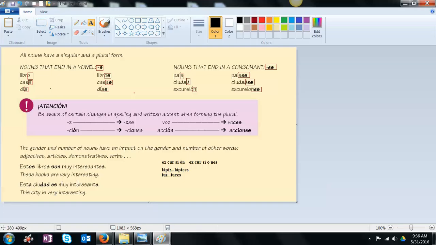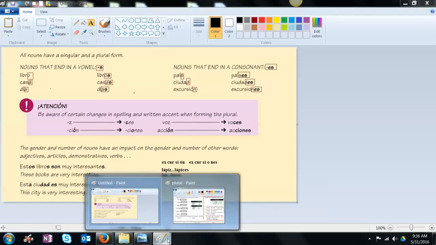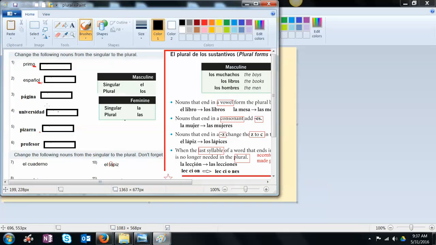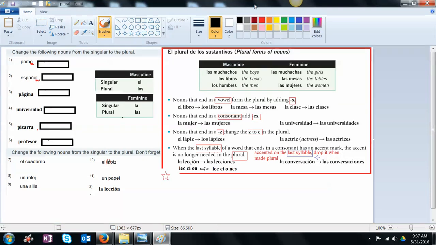But here you're saying this city is very interesting, then you keep it singular, okay? So let's do a little bit of practice making words plural. We're going to change the following nouns from the singular to the plural.